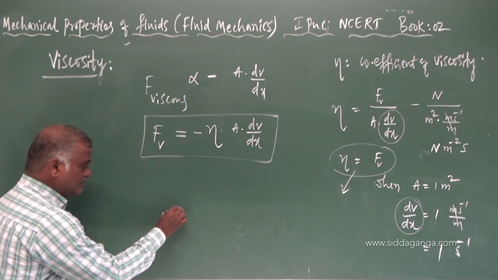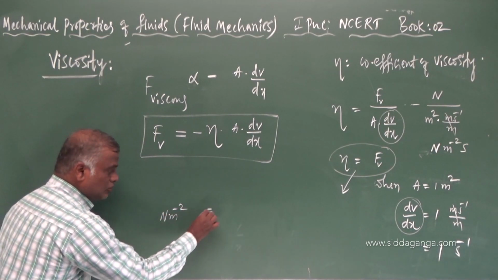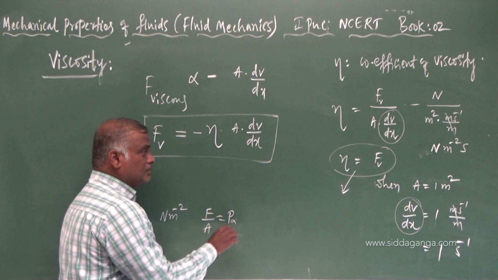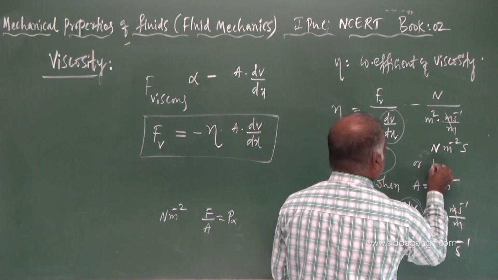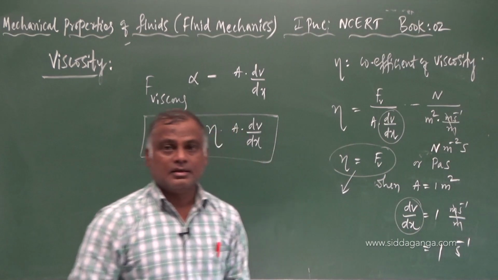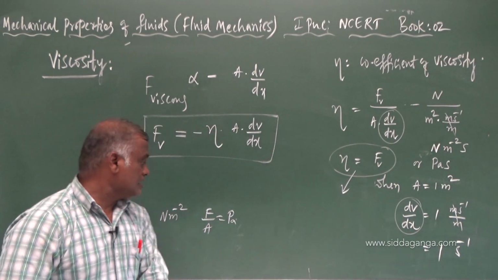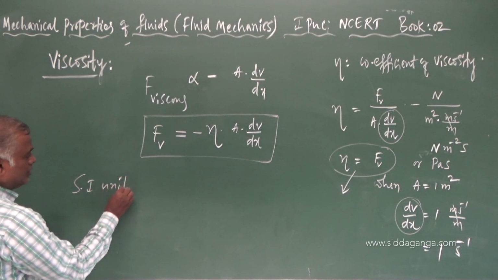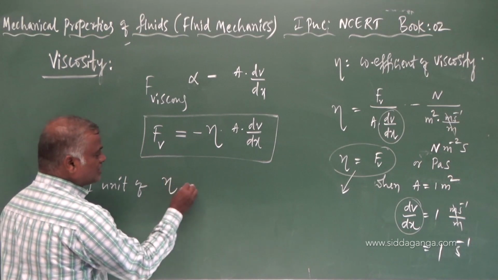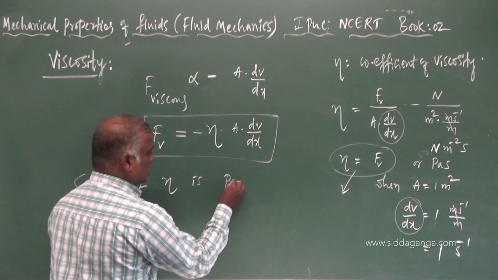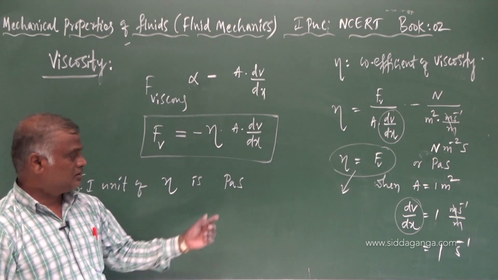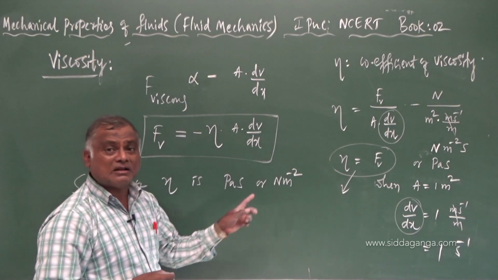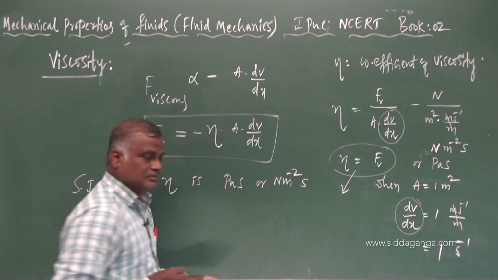What does Newton per meter square, that is force by area, represent? Pressure. What is the SI unit of pressure? Pascal. Therefore, the same unit can be written as Pascal into second. So the SI unit of coefficient of viscosity is Pascal into second, or Newton per meter square into second.